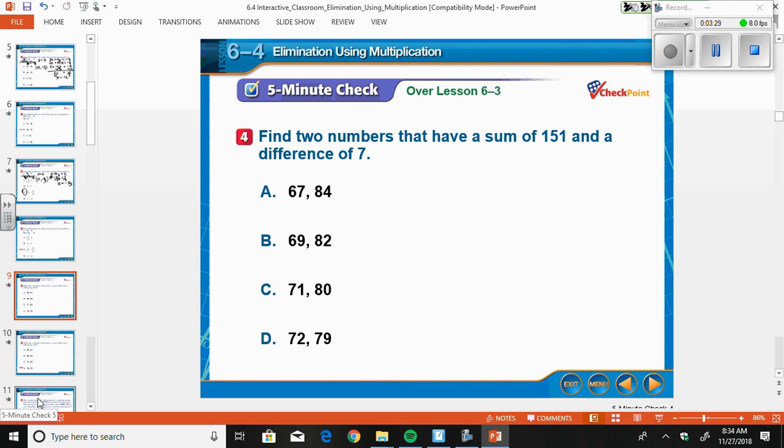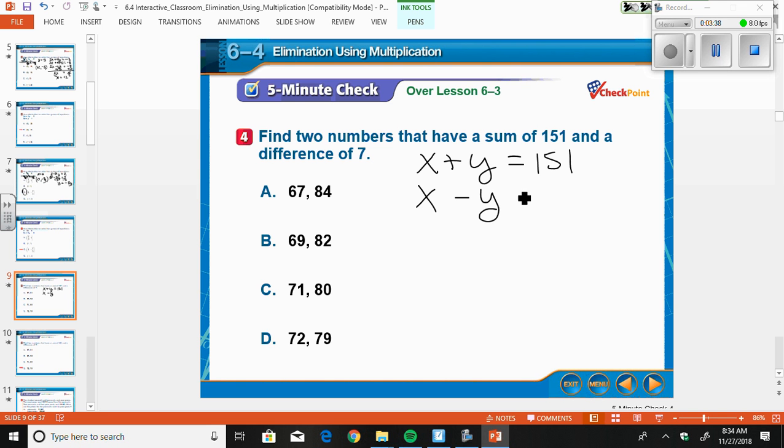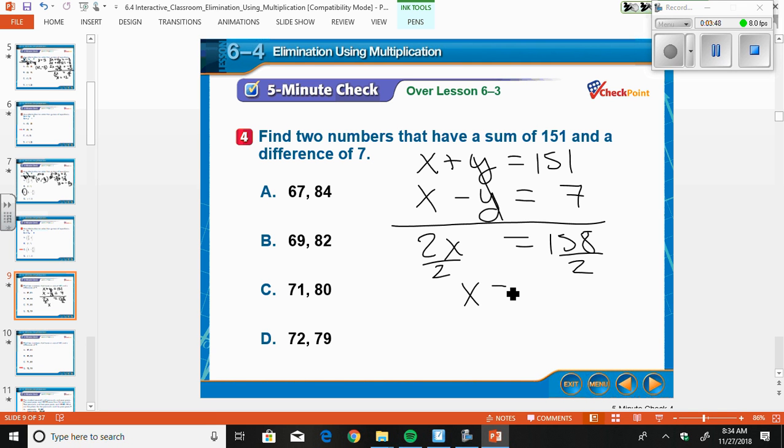Find 2 numbers that have a sum of 151 and a difference of 7. There you go. So we have 2x equals 158. We're going to divide by 2. So x will equal 158 divided by 2, 79. So that's one number.